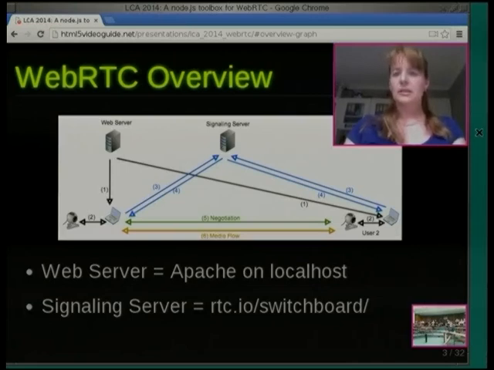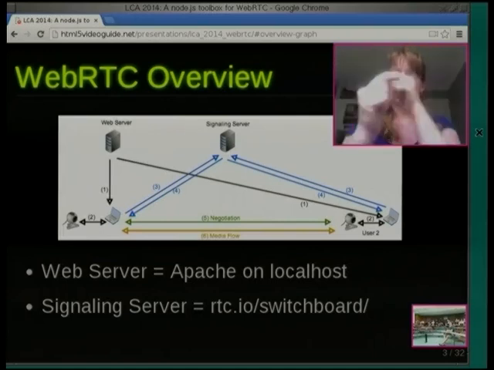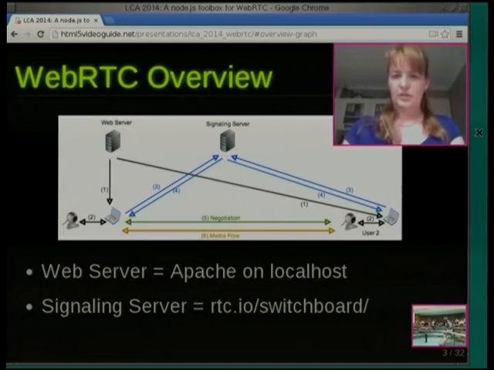We need the signaling server to be able to tell each other that we're there, basically to exchange information about, well, we're going to set up a video conference now. So number 3 is we both tell the signaling server that we're there. Number 4 is the signaling server forwards on those messages to each the other one. So now we know about each other, and we can connect directly, which is number 5.